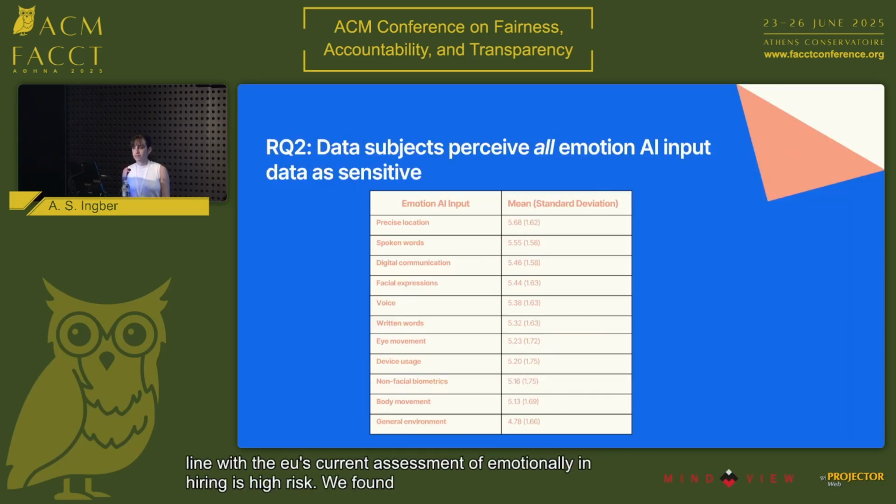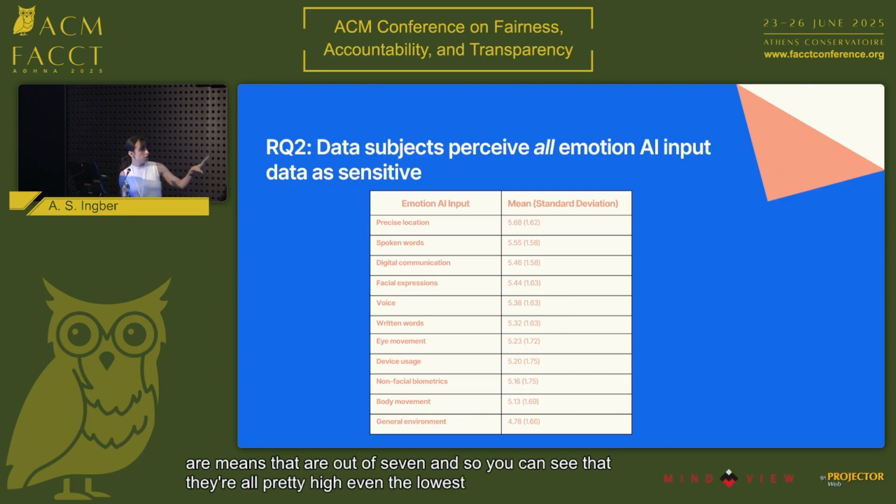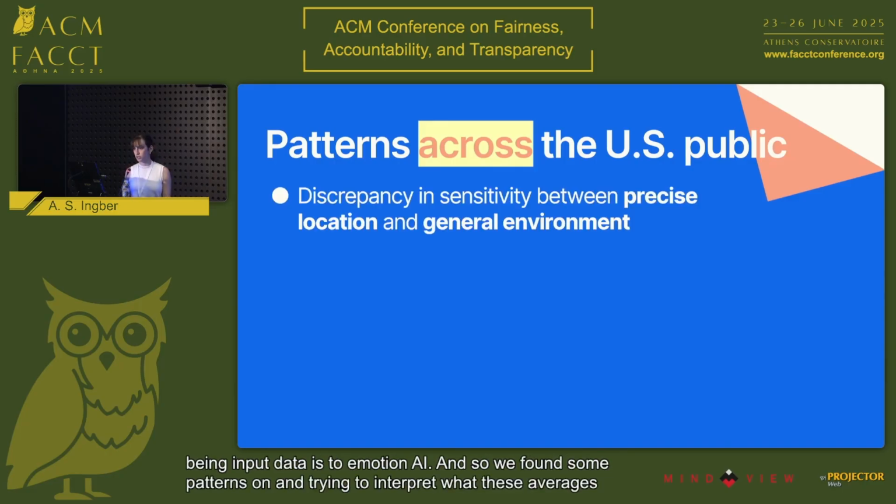We found that data subjects in the US perceived all emotion AI input data as sensitive. So all of these numbers are means that are out of 7. And so you can see that they're all pretty high, even the lowest mean. All of these being input data to emotion AI. And so we found some patterns in trying to interpret what these averages meant across the US public.